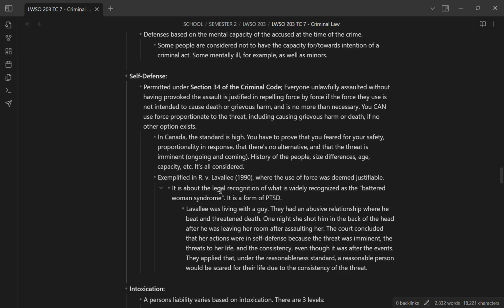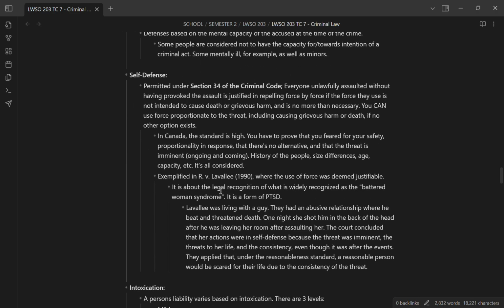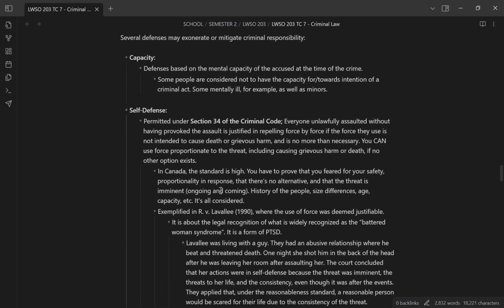We're going to look at a case regarding self-defense in a second, but just to recap, capacity is a defense based on the mental capacity of the accused. Mentally ill people and minors aren't considered to have the capacity towards crime. Self-defense is permitted under Section 34. If you're assaulted without provoking the assault, you're justified in repelling that by necessary force proportional to the force that you were receiving, unless no other option exists, where you can then cause grievous harm or death, assuming the threat is imminent.